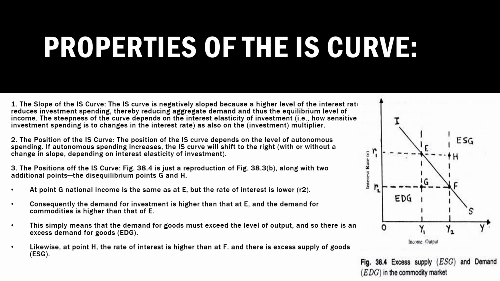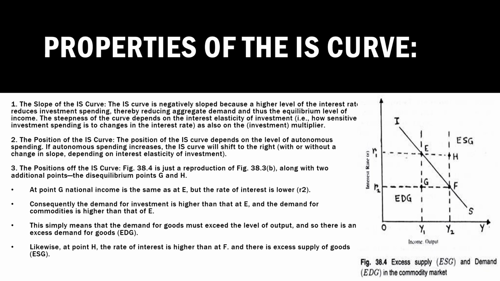Now, the position of the IS curve. If you look at the figure, you can see that point G has the same national income as point E. So we have the same level of income at two different points. Only the rate of interest has changed, fallen to R2. R2 is the lower level of interest rate, and R1 is the higher level. Consequently, the demand for investment is higher at point E, and the demand for commodities is therefore highest at point E.